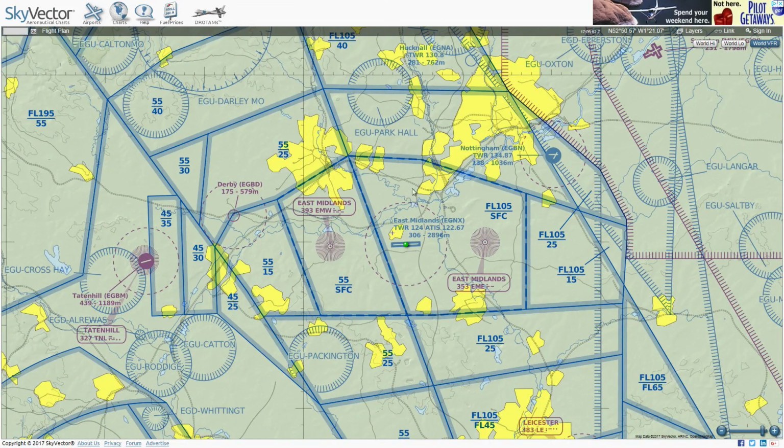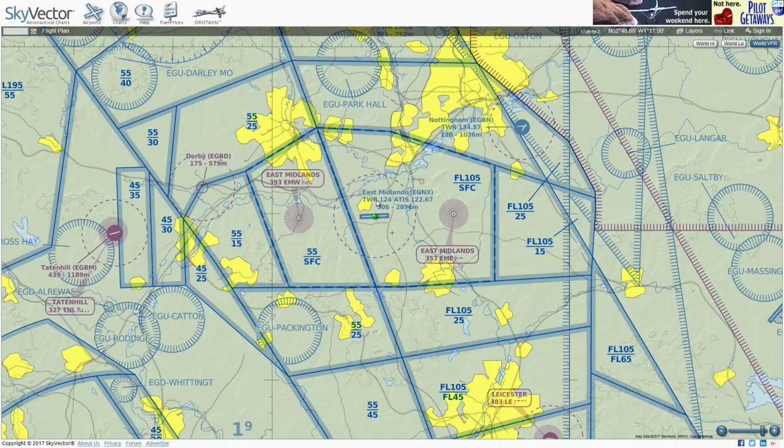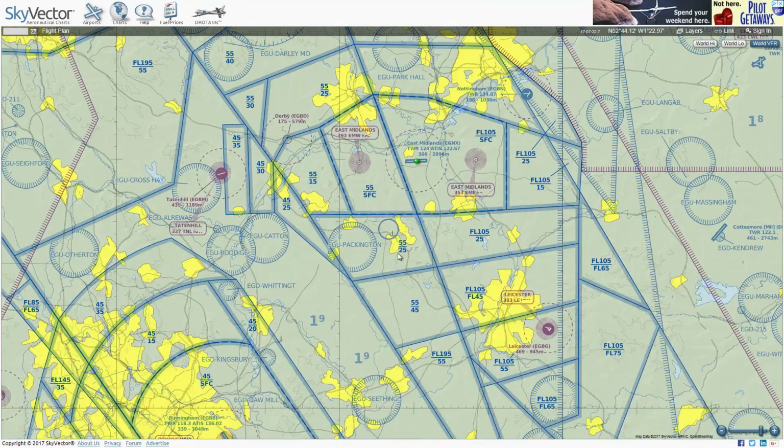Very, very simple. This is an airport. What it shows you here is East Midlands. It tells you the name of the airport, the code for the airport, Echo Golf November X-ray, the tower frequency, 124, the ATIS, I don't think that's the right frequency, 122.67, the altitude of the airport, which shows as 306 feet, and the length of the runway, which is 2,896 meters. So that's all the information there.